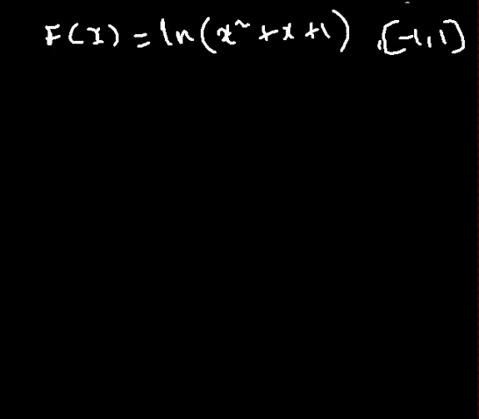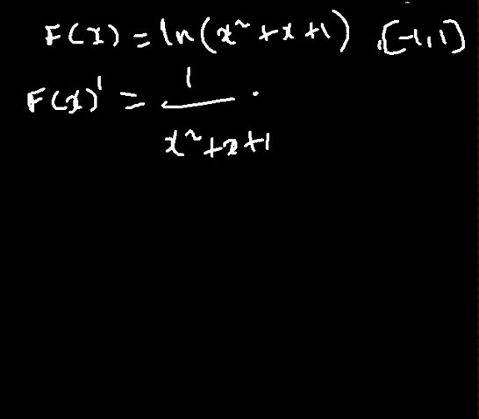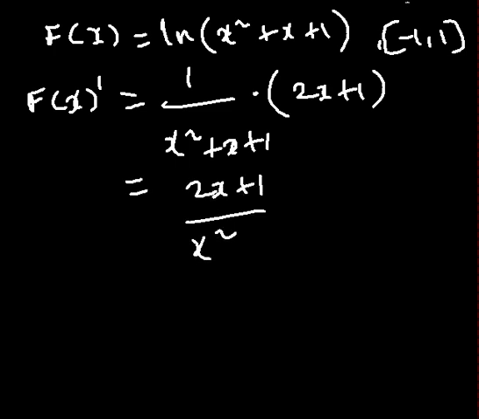If it happens that whichever critical value is not within the given interval, then we should eliminate that one. We should ignore that one. Don't make use of that one. So let's apply the same principles here. We should have the first derivative. That should be given as 1 over x squared plus x plus 1, times the derivative of the inner function, which is 2x plus 1, which is the same as 2x plus 1 over x squared plus x plus 1. So that is the first derivative.